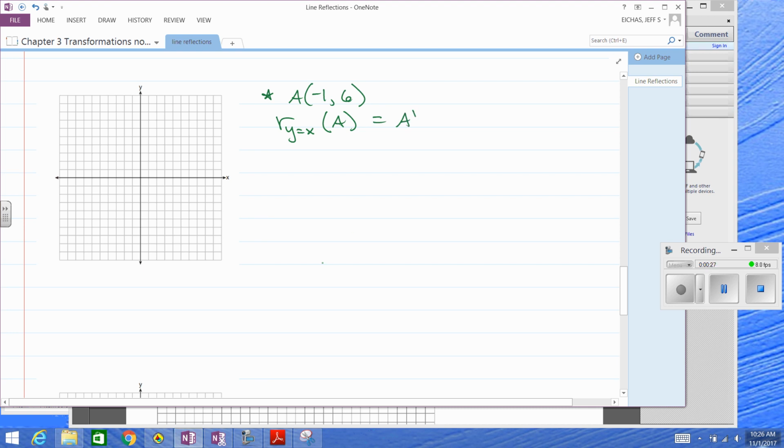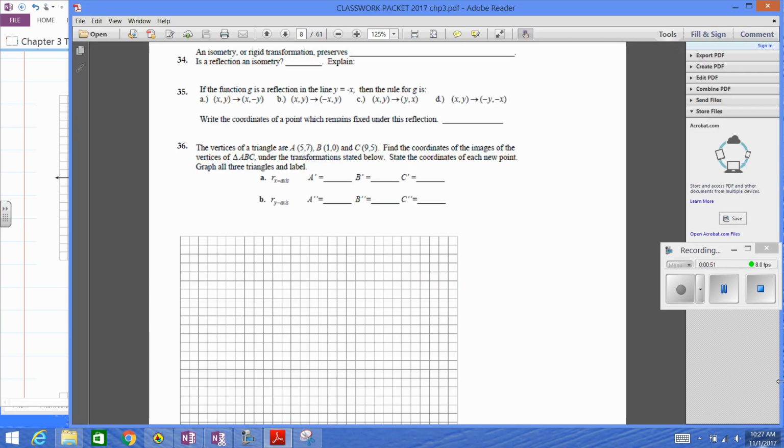Okay, so let's go ahead and plot (-1, 6), that's A. You should plot the line y = x: start at the origin, go up 1, right 1. Okay, that's the line y = x, use a straight edge. All right, so y = x is that line.